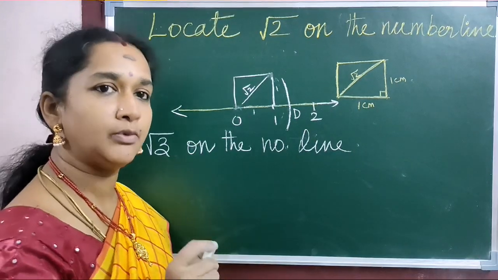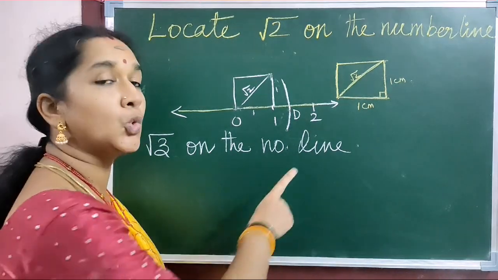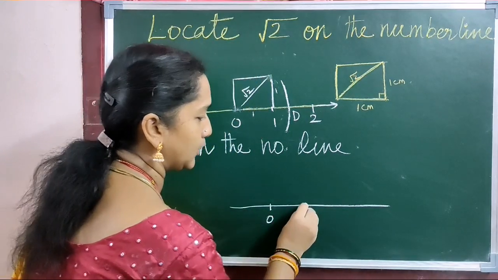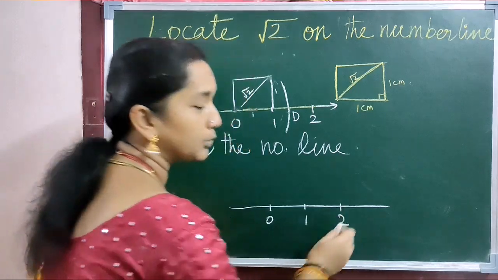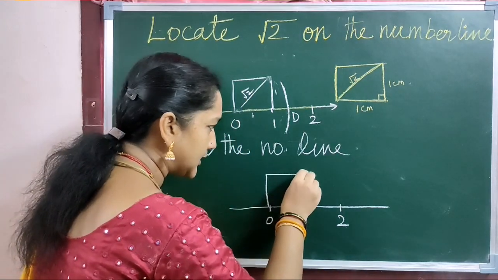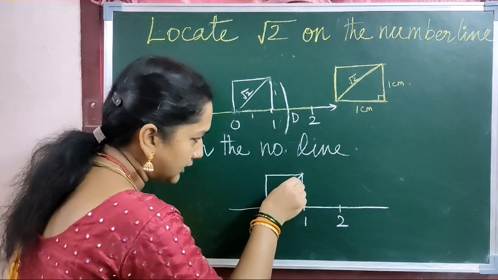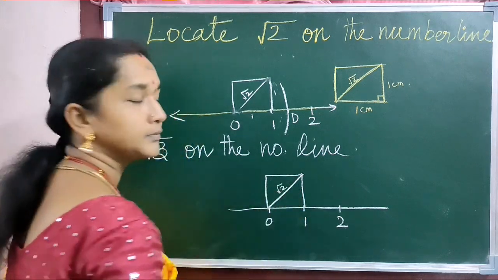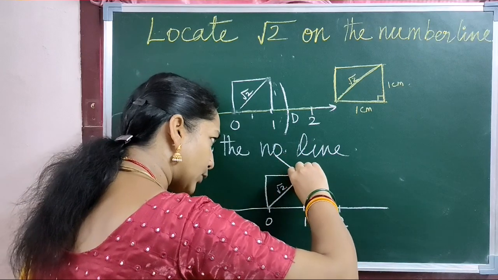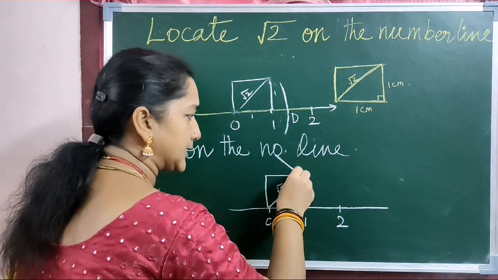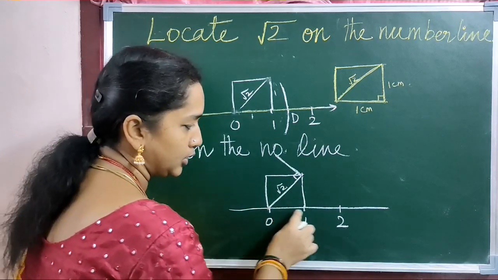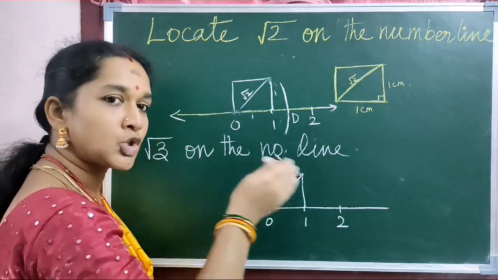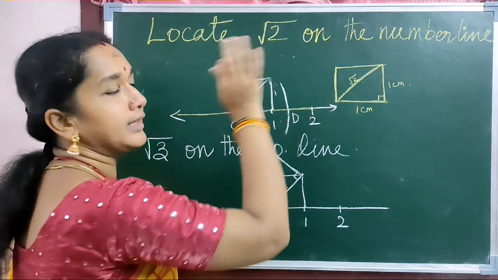Now the same procedure we will follow to represent root 3 on the number line. Okay, so number line 0, 1, 2. The same way, 1 centimeter square. You know that this measurement is root 2. You draw a perpendicular for this base, that is 90 degrees. How we have drawn here? This is 1 centimeter. A perpendicular you have drawn, then you have joined this. The same procedure.